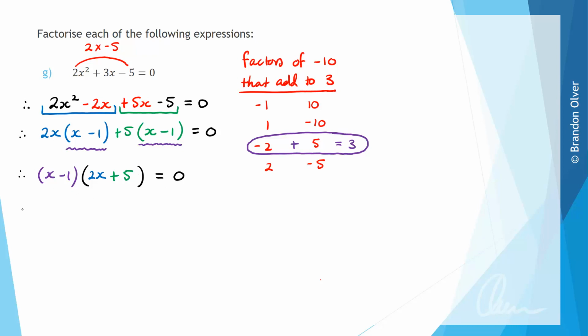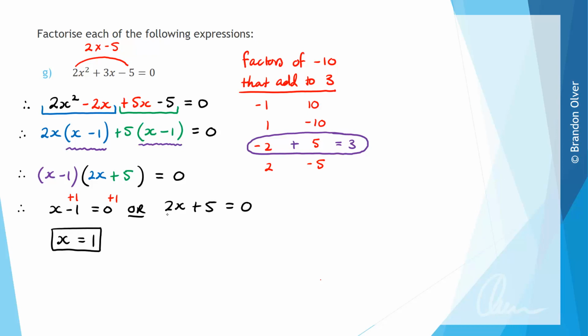So all we've done is factorize the left hand side, and we've now got to apply the null factor law, which says that x take 1 could equal 0, or what it's multiplying could equal 0, and that is 2x plus 5 could equal 0. So if we solve x take 1 equals 0, we add 1 to both sides of that equation to get x by itself, and we find that x equals 1 is a solution to this equation.